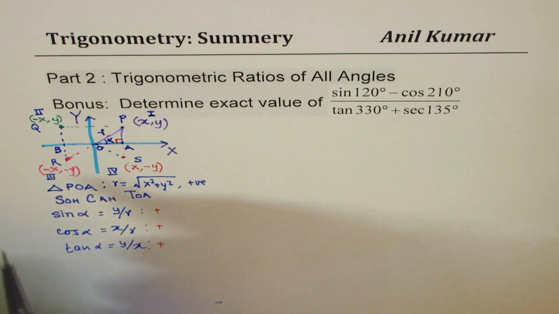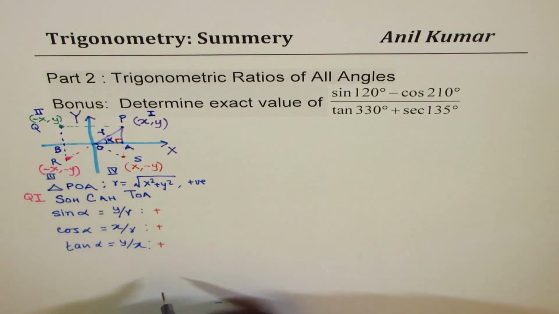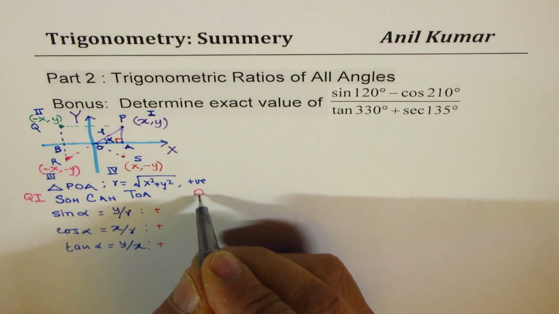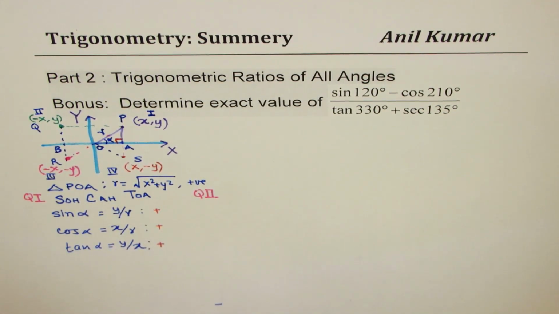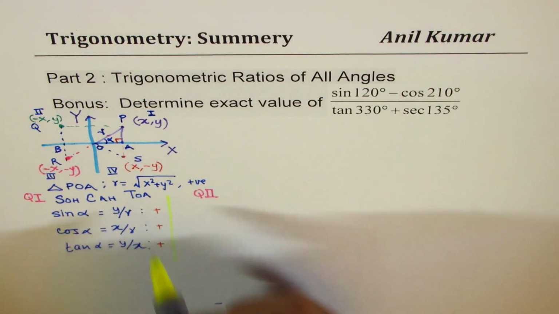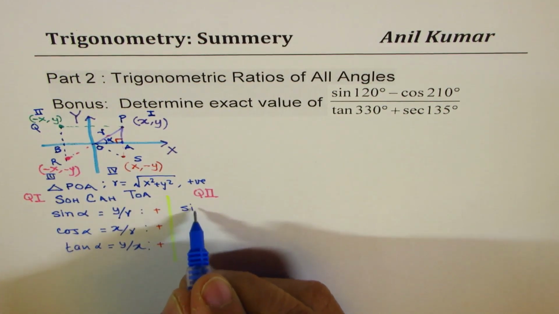So this is what happens in quadrant 1. In quadrant 1, we learned this last time. Now let's look into quadrant 2. In quadrant 2, what happens? You can actually pause the video and write down what sign you get for these. So in quadrant 2, we get sine.